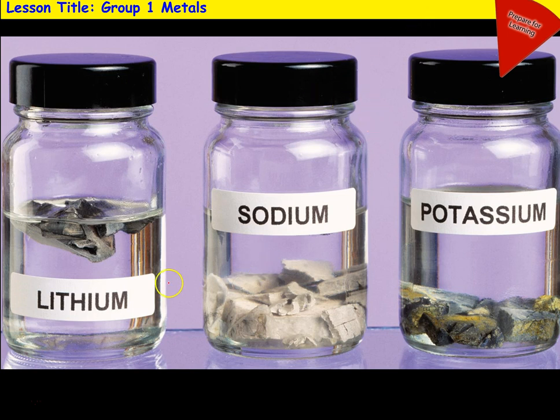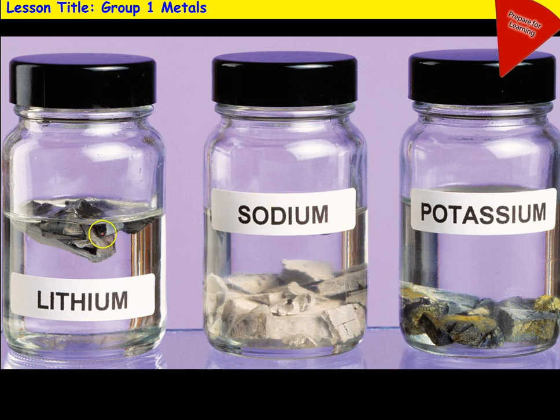So you can see lithium, sodium and potassium are all stored in oil. And this is because if you look carefully at their surface, you can see that it's not shiny like a regular metal. And that's because these are very reactive, so they react with the air. So lithium plus oxygen would give you lithium oxide. So the surface of these is actually a coating of lithium oxide. This is sodium oxide. This is potassium oxide. So we store them in oil. We can't store them in water because we'll see that's one of the main reactions that they do, and they react very violently with water.